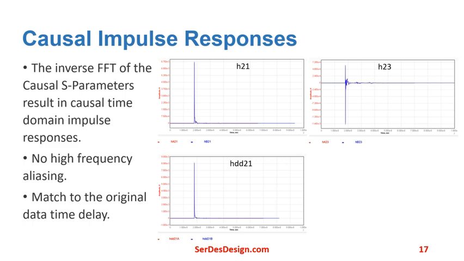Here are the causal impulse responses for S21, S23, and SDD21. The original S-parameters have an inherent time delay of 18 nanoseconds. The resultant causal impulse responses also have a delay of 18 nanoseconds with zero response before that time delay. And they introduce no distortion and no additional delay.